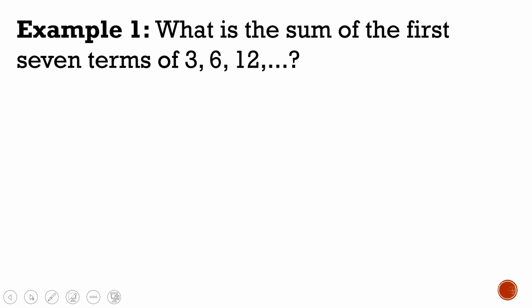Let's begin with this example. What is the sum of the first 7 terms of 3, 6, 12 until the 7th term? So basically, what we are doing here is we are adding those terms. Now, I will write the formula here. There you go. So that means we need to identify the first term of the sequence. Here, it's equal to positive 3.